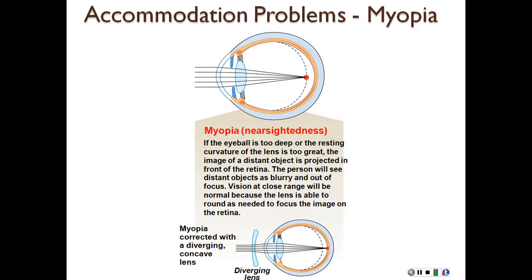With astigmatism, the shape of the cornea or even the shape of the lens is not perfectly spherical. So the cornea is supposed to be spherical like a basketball, but a person who has an astigmatism may have a cornea more shaped like a football. So instead of having this one focal point, there may be two focal points. So the two focal points distort the image. And so when the signal makes it to the brain, it's not a clear picture.